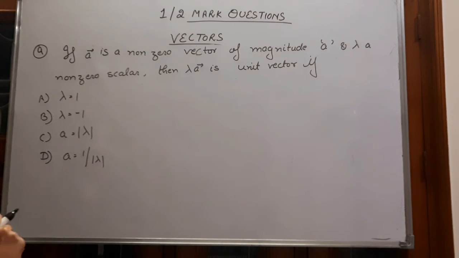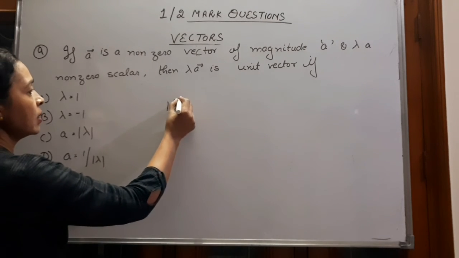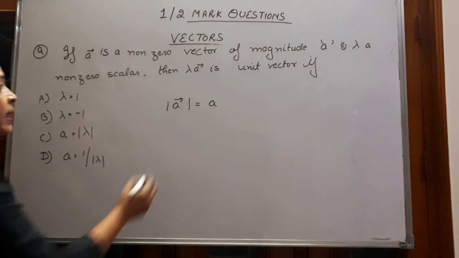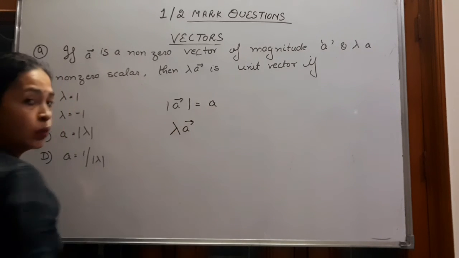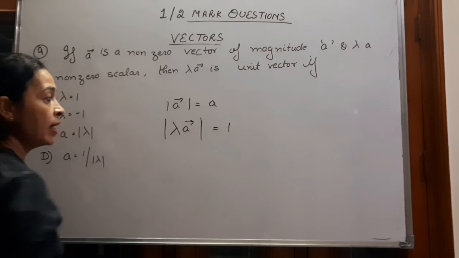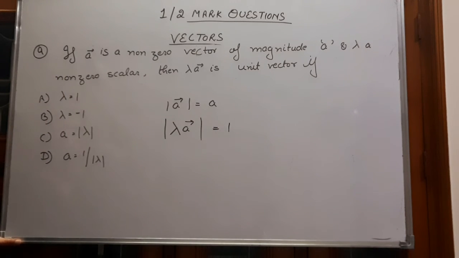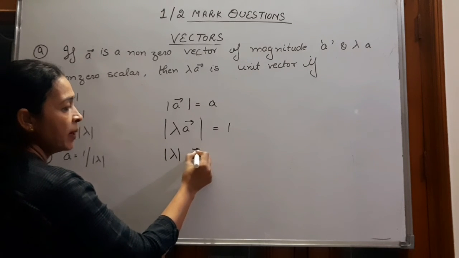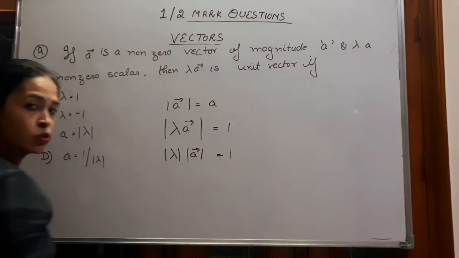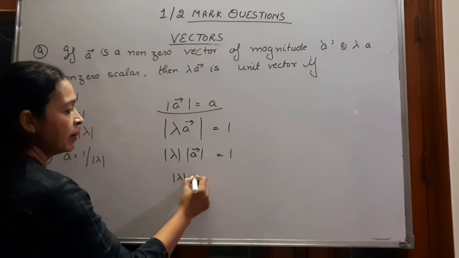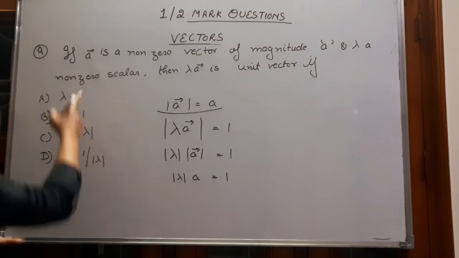If vector A is a non-zero vector of magnitude A, and lambda is a non-zero scalar, then lambda into vector A is a unit vector. It means the magnitude of lambda into vector A will be 1. The magnitude of lambda into vector A will be the magnitude of lambda into the magnitude of vector A, which equals 1. Now, the magnitude of vector A is given, A. The magnitude of lambda into A equals 1.